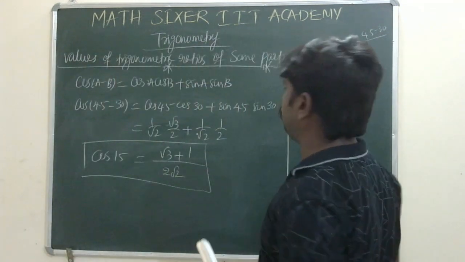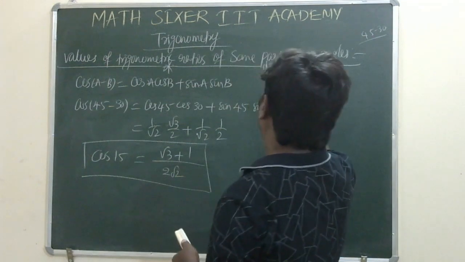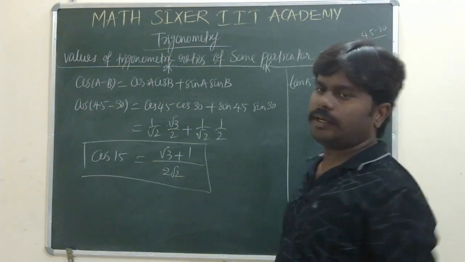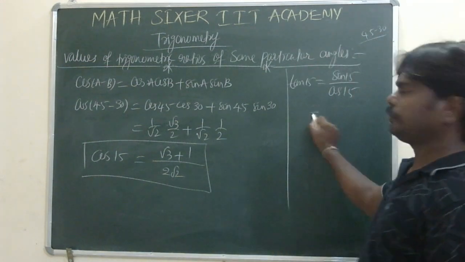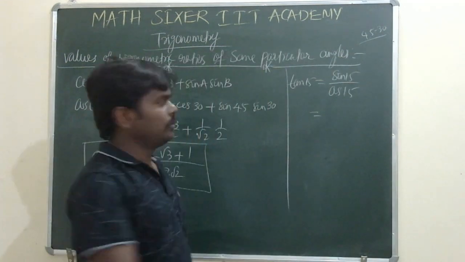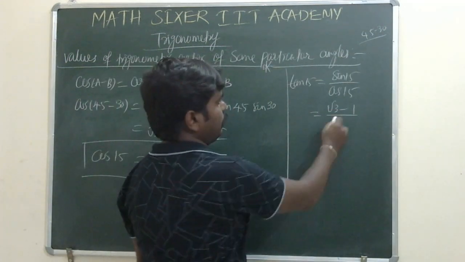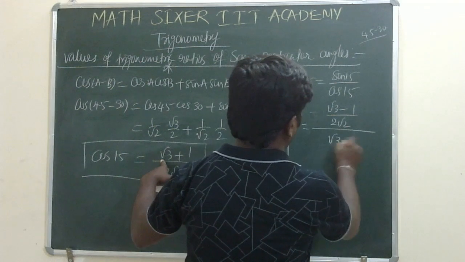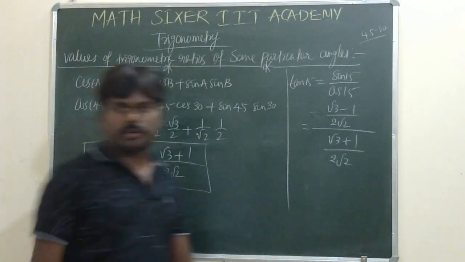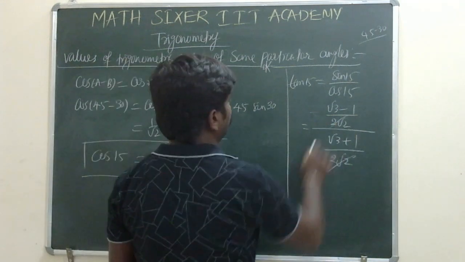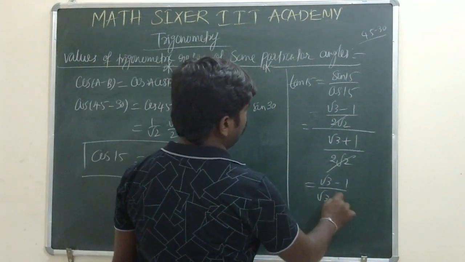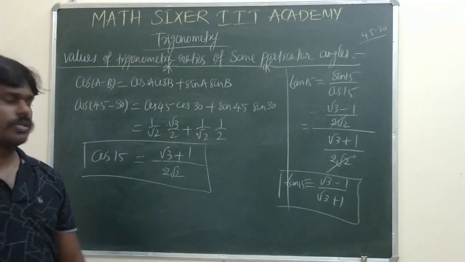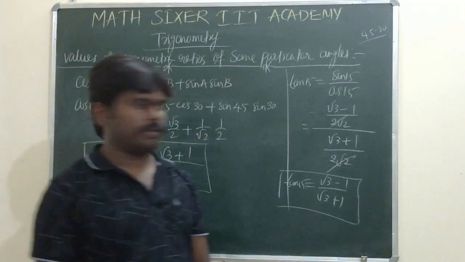When you know sine 15 and cos 15, we can find tan 15 also. So tan 15 is equal to what? Sine 15 by cos 15, because tan theta is equal to sine theta by cos theta. Sine 15 we just found, that is root 3 minus 1 by 2 root 2, divided by cos 15. The cos 15 value is root 3 plus 1 by 2 root 2. Now you can cancel the 2 root 2. Hence you can write root 3 minus 1 by root 3 plus 1. So this is the value of tan 15. Okay, so tan 15 is equal to root 3 minus 1 by root 3 plus 1.